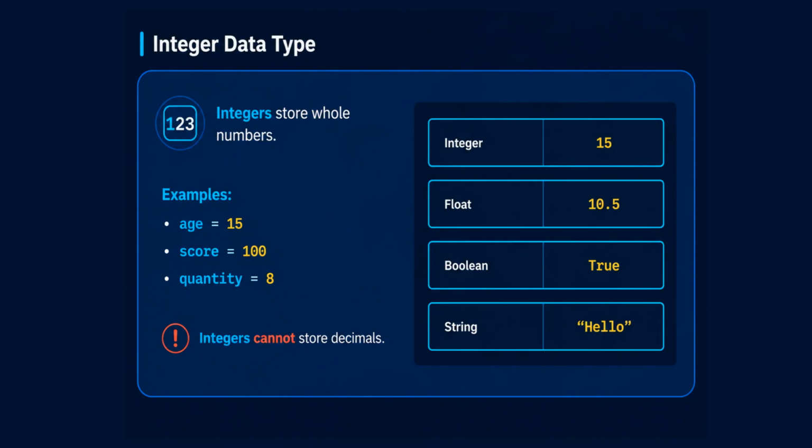The integer data type stores whole numbers. Integers do not contain decimal points. Examples include values such as 15, 100, and 8. Integers are commonly used for counting items, storing scores, ages, and quantities. If a value contains decimals, it cannot be stored as an integer. In that case, we use a float or real data type instead.